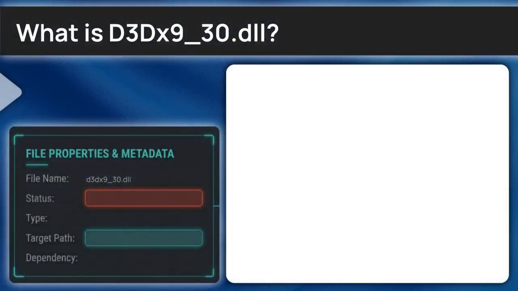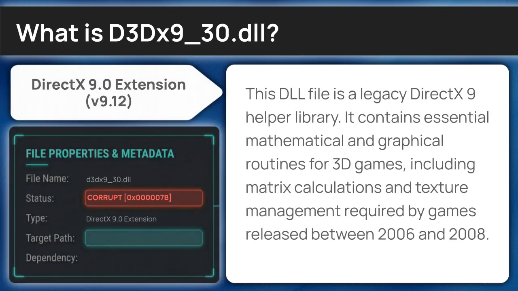This DLL file is a legacy DirectX 9 helper library. It contains essential mathematical and graphical routines for 3D games, including matrix calculations and texture management required by games released between 2006 and 2008. With the explanation out of the way, let's refresh the affected files.